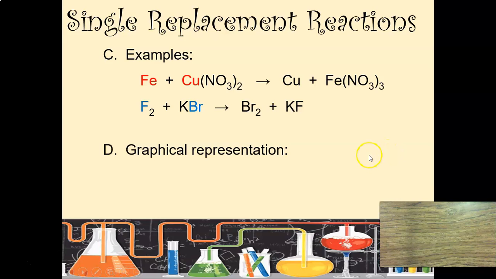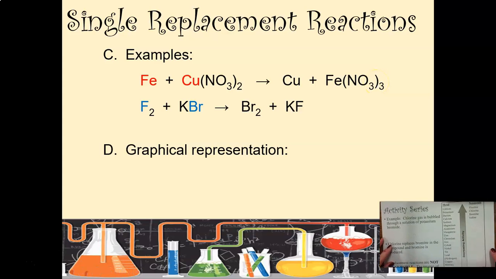Here's a couple of examples. We have iron by itself plus copper nitrate. So if iron is strong enough, it is going to kick copper out of that reaction and replace it. Over here, copper's by itself and iron nitrate is the new compound. So how do we know if it's going to be able to do that?